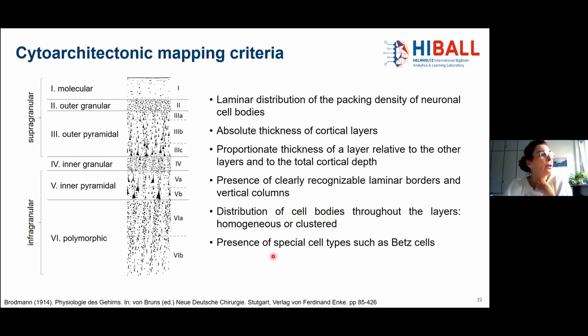Basically, we've got the laminar distribution of how densely packed cells are when we're moving from the surface of the brain, that would be here at the top of the image, to the border between the cortex and the white matter, that would be at the bottom of the image. We also distinguish the absolute thickness of cortical layers, but not just that, also the relative thickness. So in some cortical areas, we talk about a very, very thick layer three, but we also say in some areas, layer three is wider than layer five, whereas in other areas, layer five is wider than layer three, or layer five has a higher cell packing density than layer three, or vice versa.